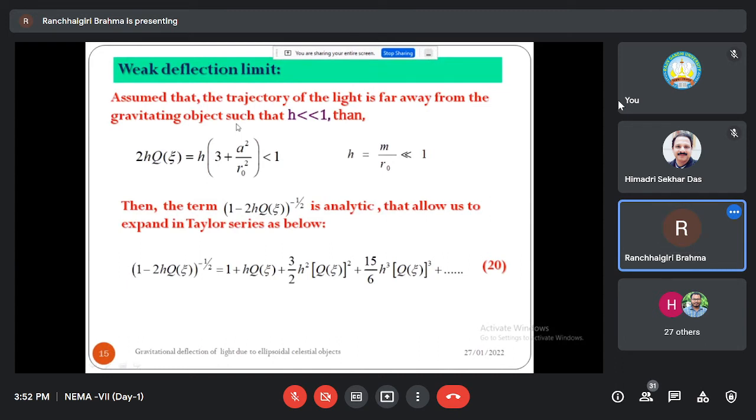Now we assume that the trajectory of light is sufficiently far from the gravitating object, such that h is very much less than 1. Then this term, twice h times psi, equal to h cubed plus s squared by r naught squared, is less than 1. Then this term, 1 minus twice h psi to the power minus 1 by 2, becomes analytic, and this can be expanded into a Taylor series given by equation 20.